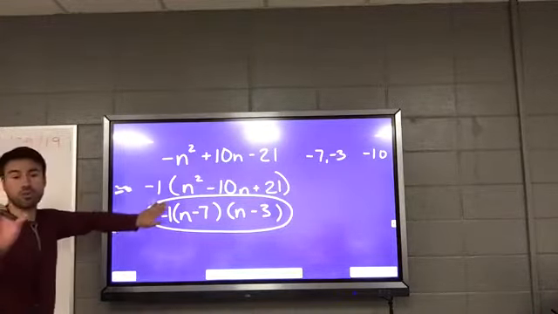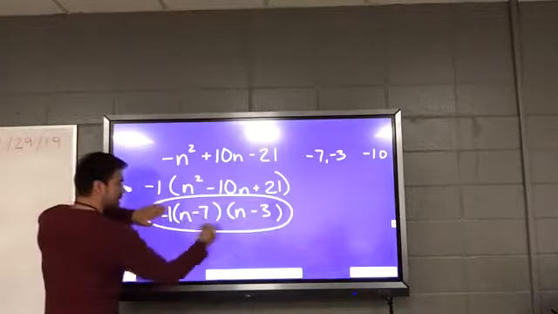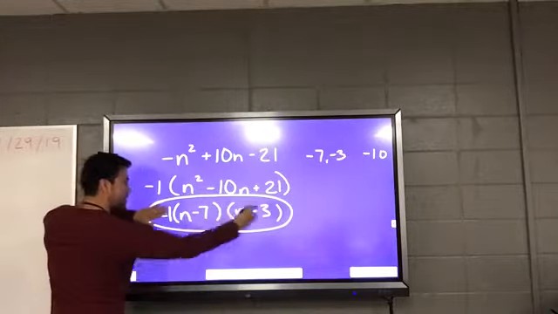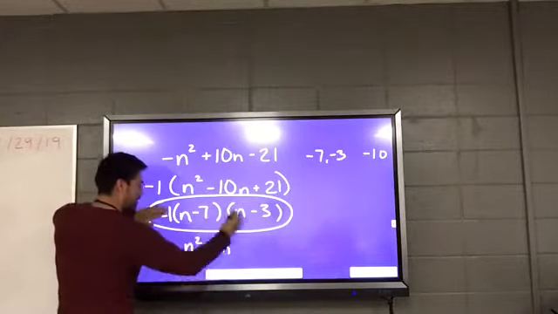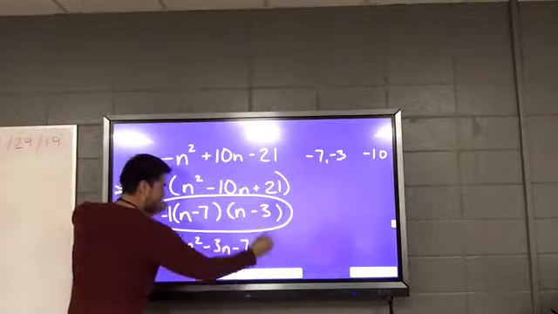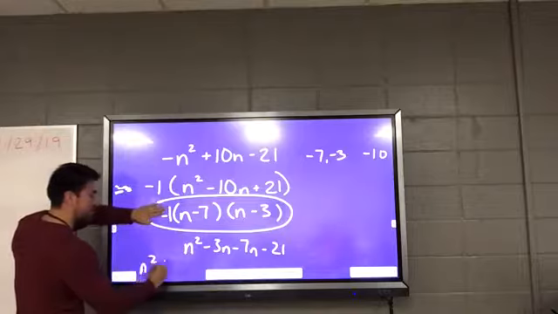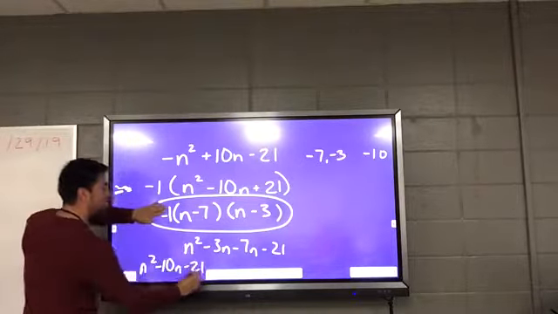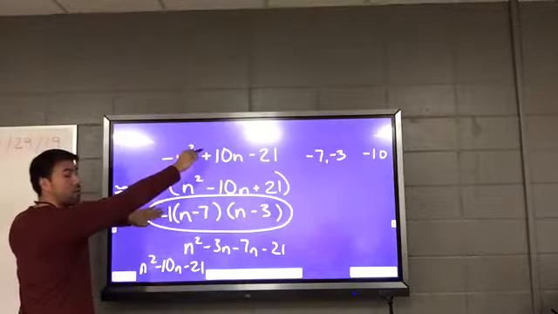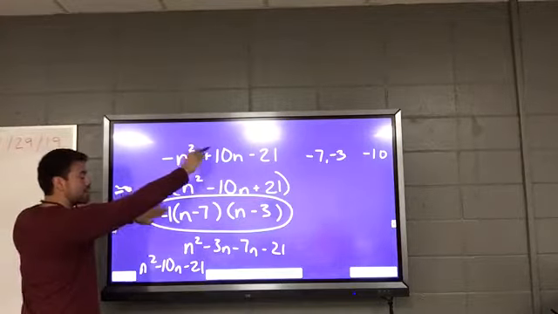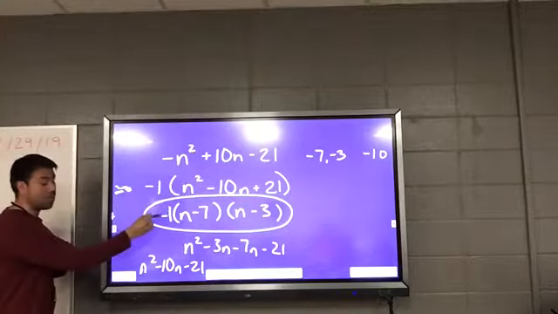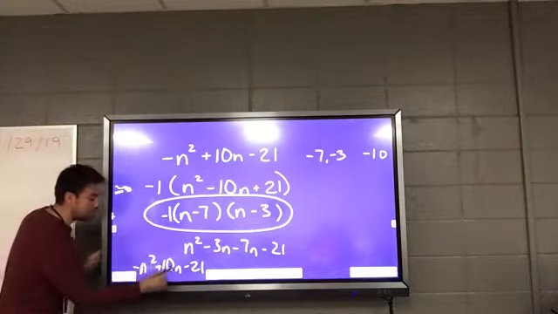Ready? Let's do it real quick. Just this. What's n times n? Yes, n squared. What's n times negative 3? Negative 3n. Negative 7 times n. Negative 7n. Negative 7 times negative 3. Negative 21. Add those two. You get n squared minus 10n minus 21. Uh-oh, that's not what you had before. But what did you have outside the parenthesis? The negative 1. So all the signs would change.